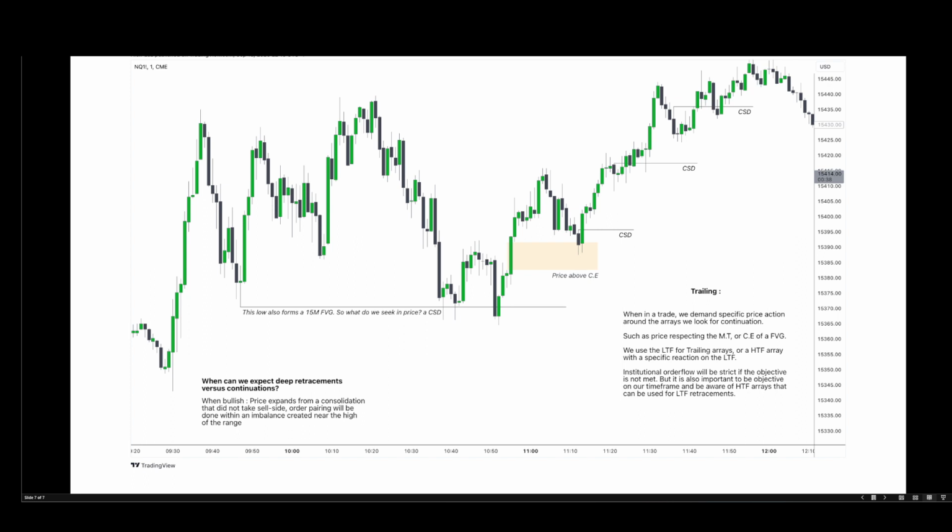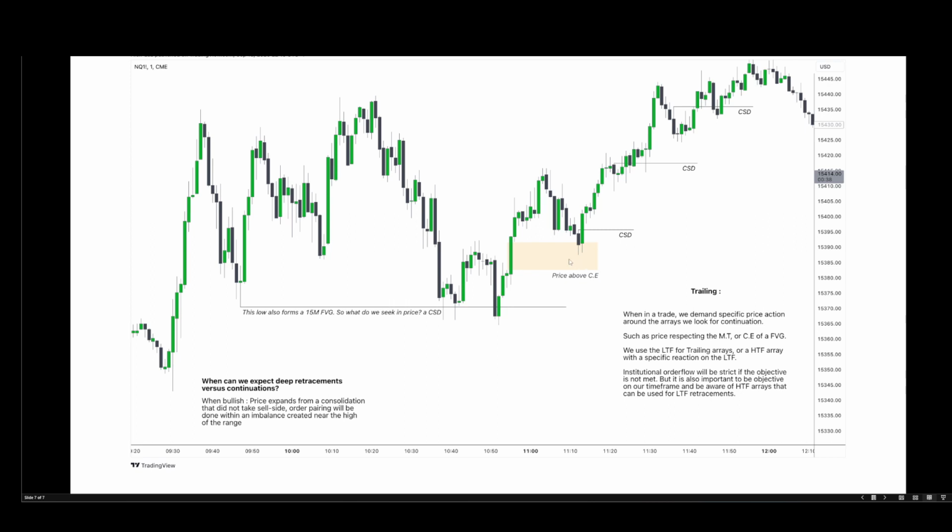I'm not too familiar with Forex price action, but I can tell you from my personal experience and all my backtesting that with NQ and ES, price will be strict with order flow if the objective isn't met. So I can expect these lower time frame imbalances and CSDs and order blocks to be respected, right? So this is all based on historical information and what I've been able to track using the previous slide, right? So it's also important to be objective on our time frame and be aware of higher time frame arrays that are developed during this price delivery that can be used for lower time frame retracements, right?